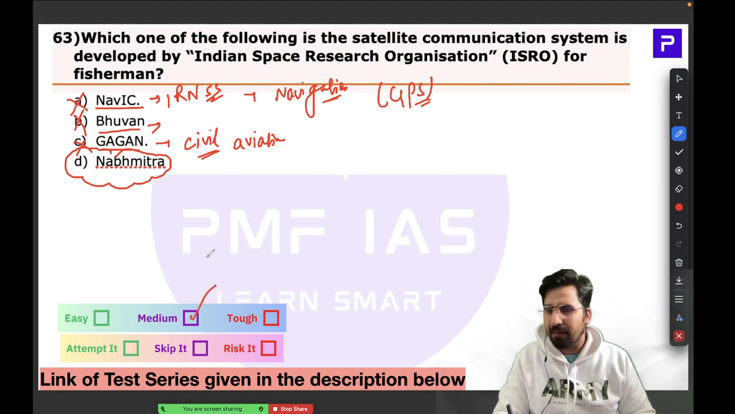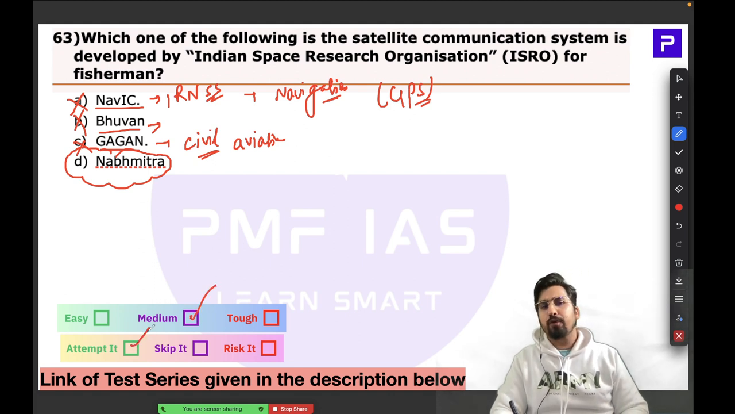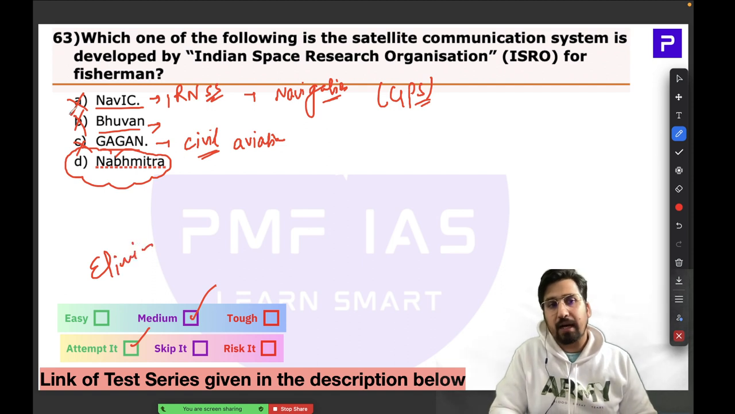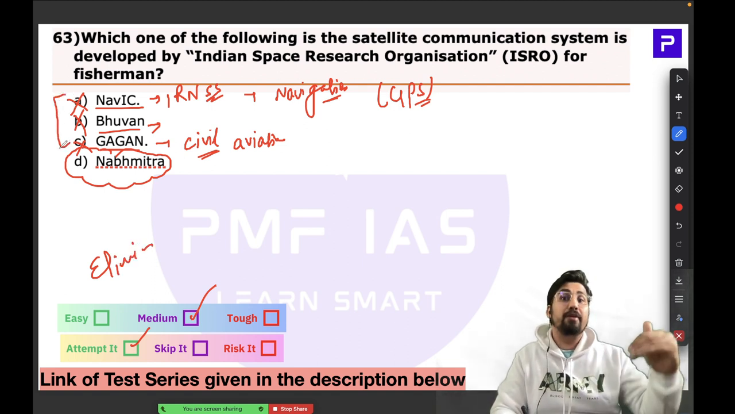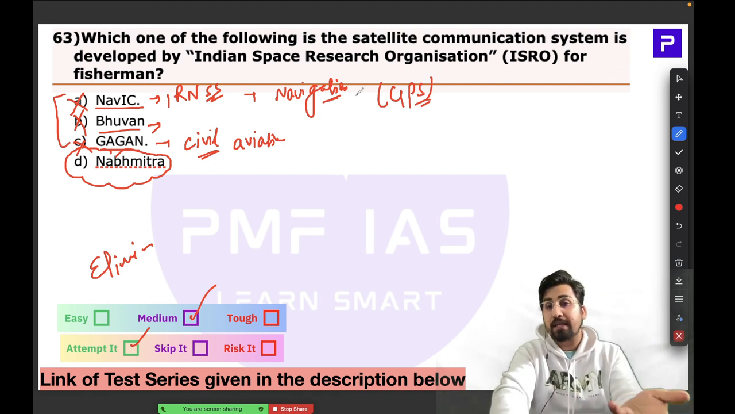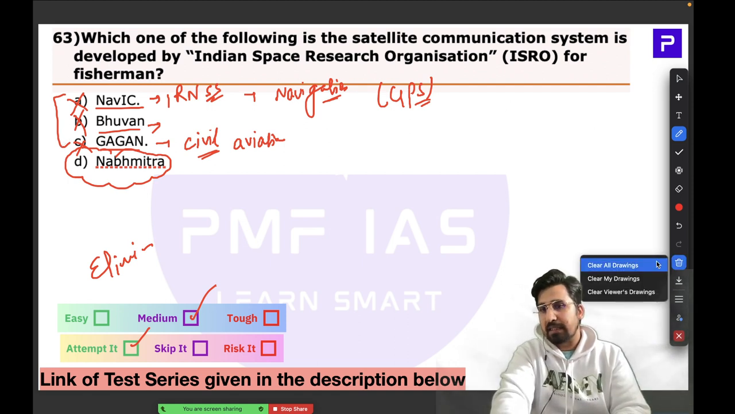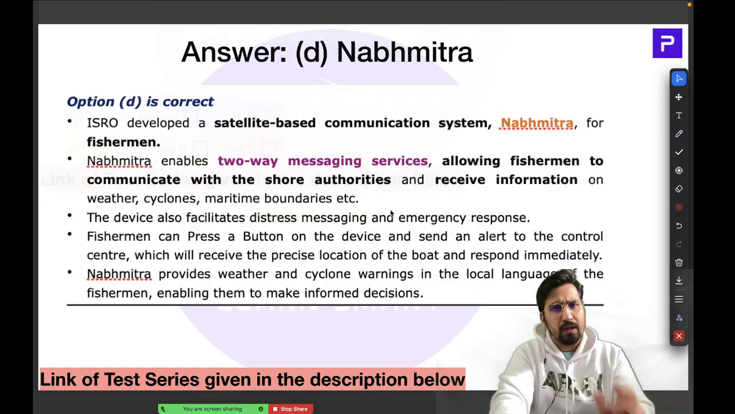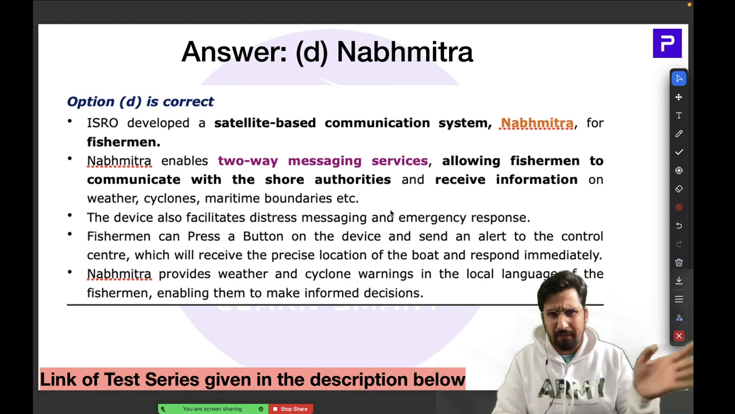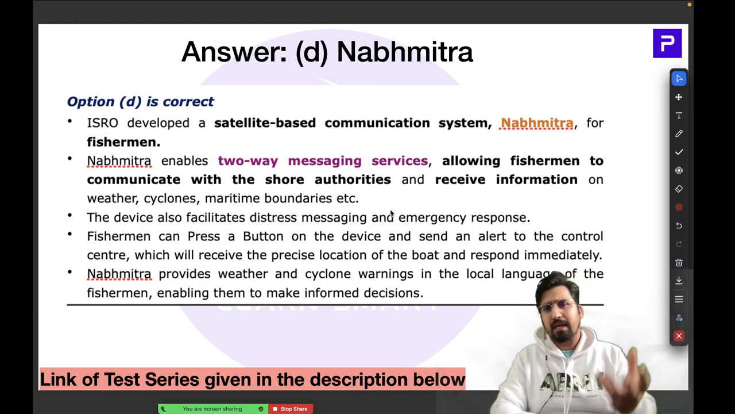It was a bit medium, but I would definitely recommend you to attempt it. You just have to eliminate, because the other three are really very famous satellite communications of ISRO, and I expect you to know at least these three. Now, giving you a bit more information, Navik is something we already explained in the previous video also.